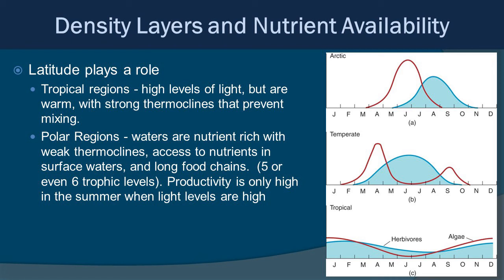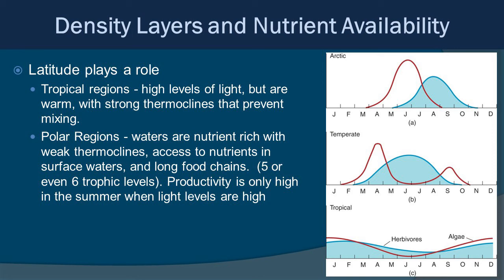You'll see algae and herbivores, which are indicators, right? They're pretty equitable all through the year with little ups and downs, but not too drastic. Then you get to polar regions. The waters are very nutrient rich with very weak thermoclines and access to nutrients in surface waters, and you have long food chains, 5 to even 6 trophic levels. Productivity, however, is only high in the summer when the light levels are high.